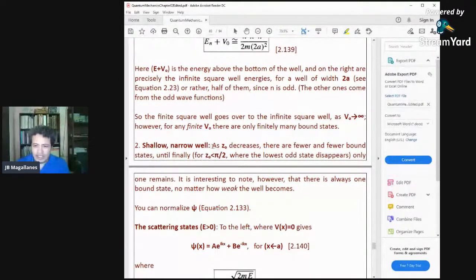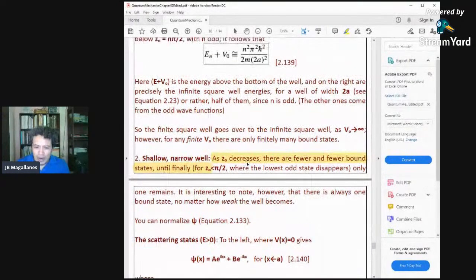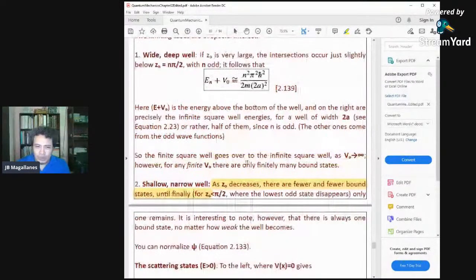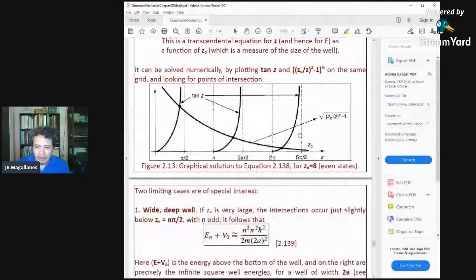As Z decreases, there are fewer and fewer bound states until finally, for Z sub 0 less than pi over 2, if you make the well very narrow, you'll only have one state left. It's difficult to adjust the figure.